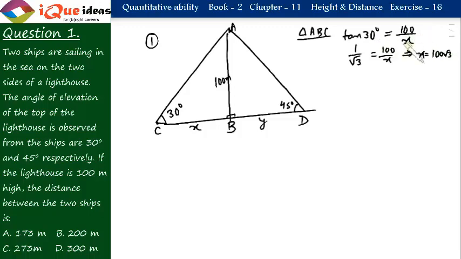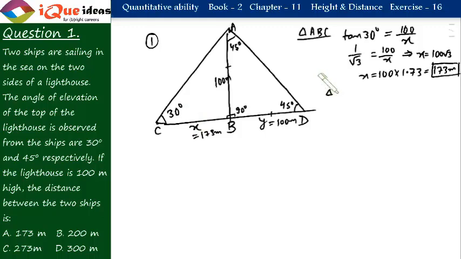Now the value of root 3 is 1.73, so x is equal to 100 into 1.73, which is 173 meters. Now on the other side, in triangle ABD, because the angle is 45 degrees and this is 90 degrees, this is also 45 degrees. That means these two sides would be equal, so this side also must be equal to 100 meters.